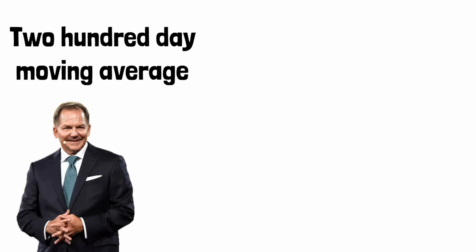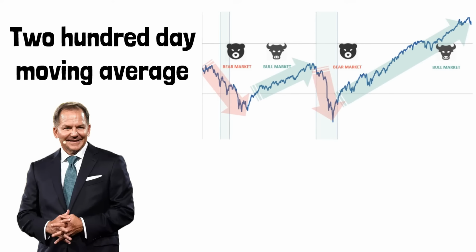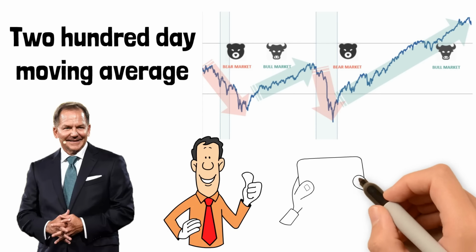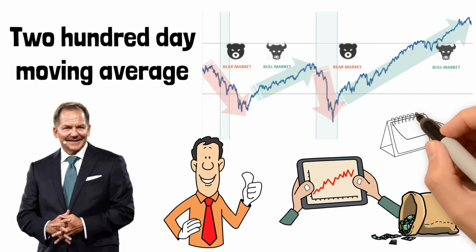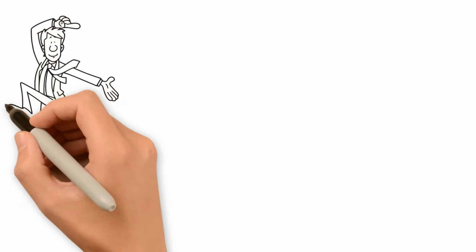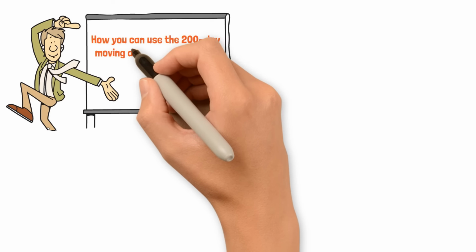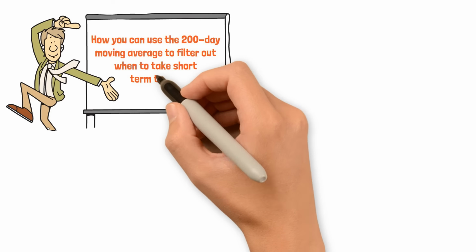This is why Paul Tudor Jones uses the 200-day moving average. If the price is above, it's a bull market, and when the price is below, it's a bear market. It's a simple concept. But in trading and investing, simplicity helps you a long way. Let's look at how you can use the 200-day moving average to filter out when to take short-term trades.